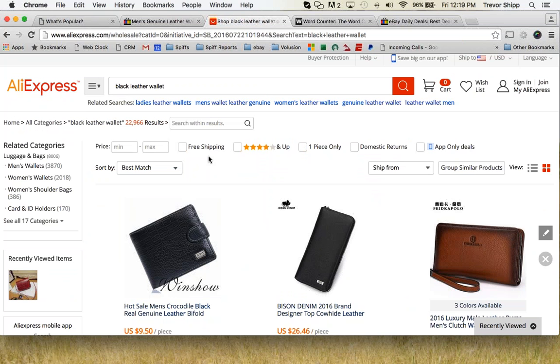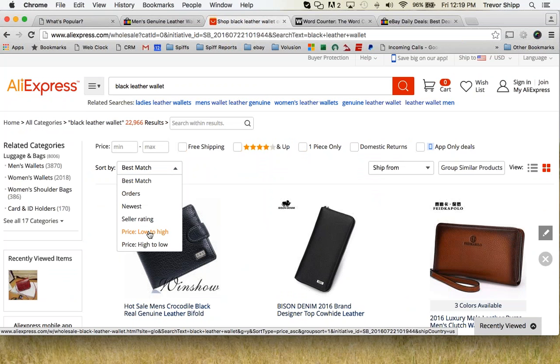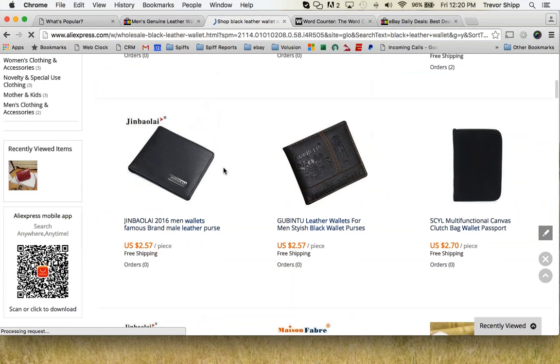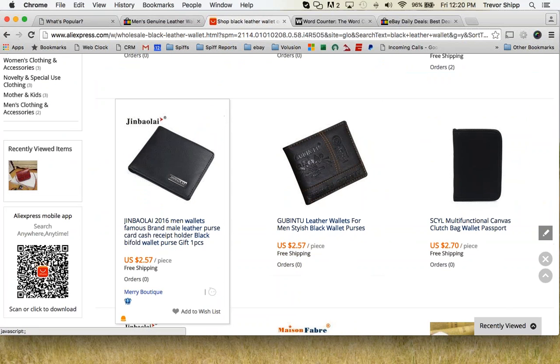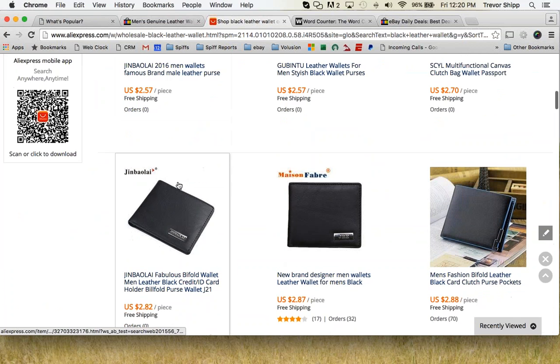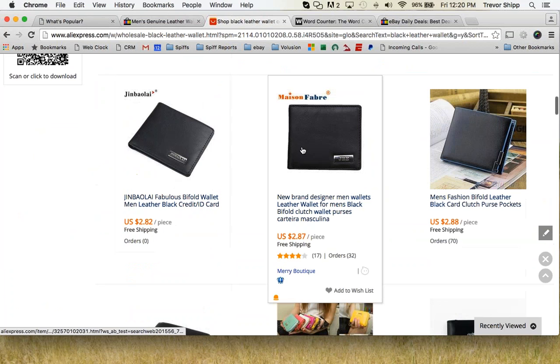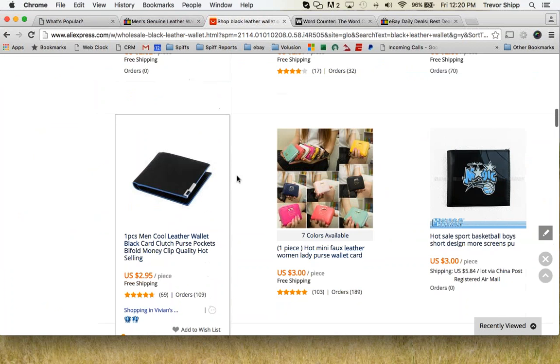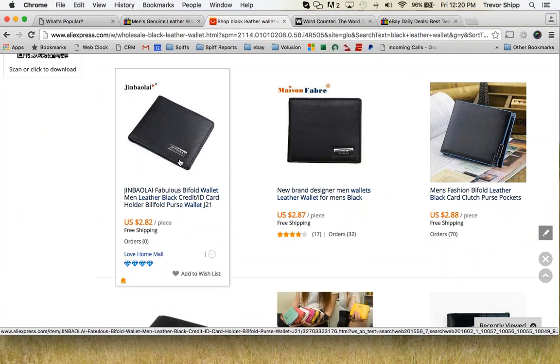And just see what kind of leather wallets I can find. I'm going to filter this search by price low to high. And I'm going to see if I can find a cheap, legit black leather wallet. Here's one right here. It's a black leather wallet. Here's another black leather wallet. These are $2.87 a piece and free shipping. Okay.